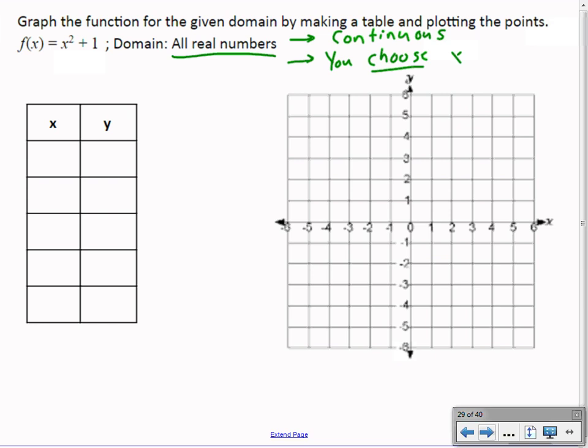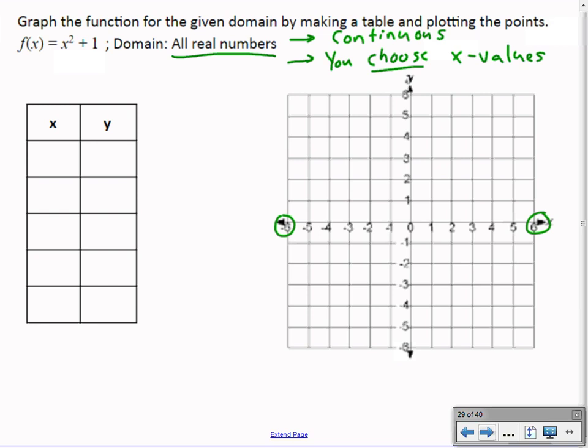The second thing that changes is you have to choose your own x values. I didn't give you any that you had to specifically use. The domain is all real numbers, so it could be anything. But let's be careful here. Our x-axis goes from -6 to +6, so we don't want to pick anything outside of that.